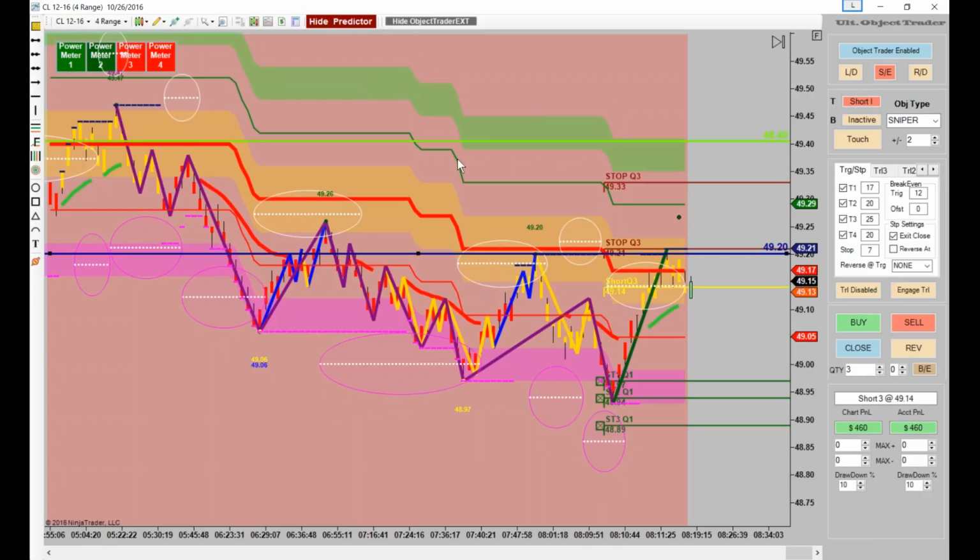As a matter of fact, you could even look at it from this way over here. High, low, lower high, lower low, lower high, lower low, medium swing. Okay?